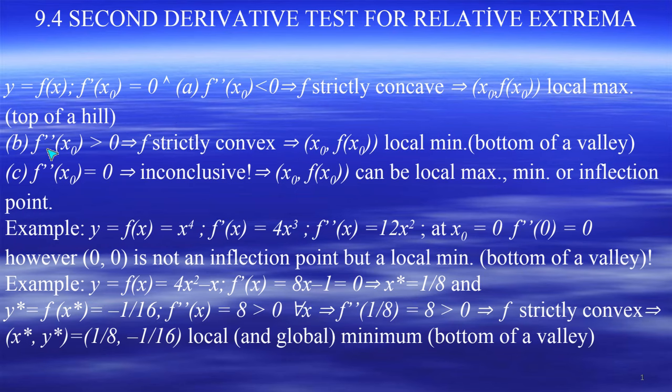So the point x1 star, y1 star, which is (0, 2), is a relative or local maximum, top of a hill. When I replace x2 star equals 2 in the second derivative, I obtain 6 times 2 minus 6, which is 12 minus 6, 6, which is positive. Therefore, g is strictly convex in the vicinity of the point 2. Neighborhood means this. All right, then x2 star, y2 star, the point (2, -2), is a relative or local minimum, bottom of a valley.